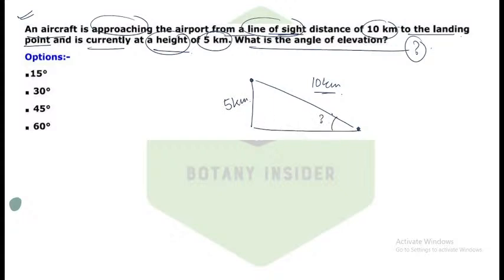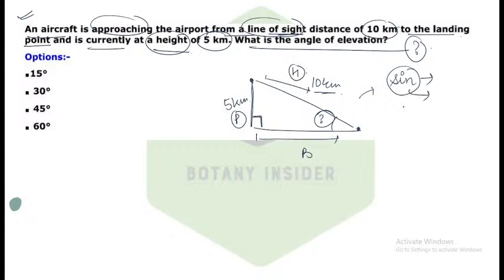Angle of elevation means you need to find this particular angle, and for this question you need to have a bit of understanding of your trigonometry. That is, what is sine, what is cos, what is tan, all these things you need to understand, right? Before that you need to have a clear understanding that this is a right angle triangle, and in a right angle triangle this is your perpendicular, this is your base, and this one is your hypotenuse, right?